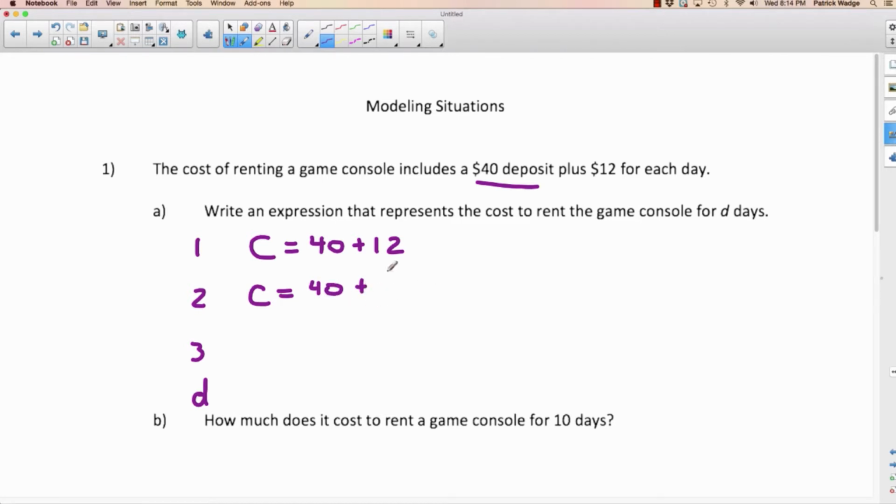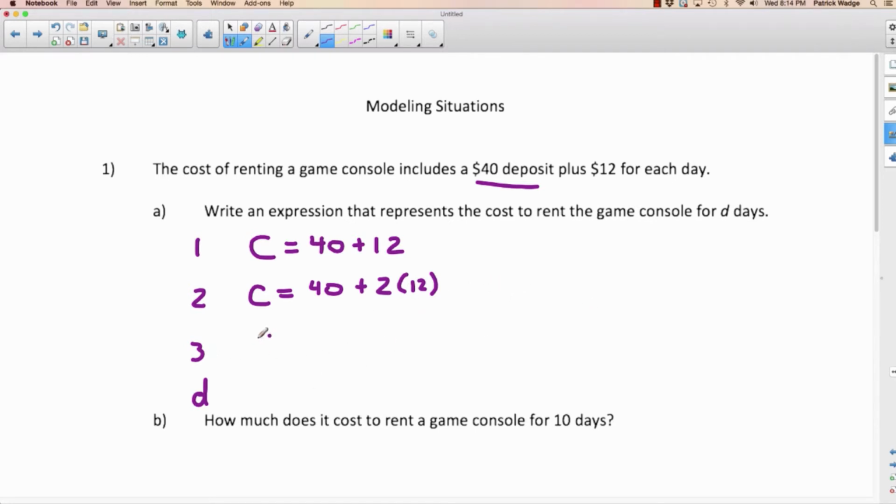Plus, now you could put 24 here, but you know what's going to make this easier for you? If you think of this as, well, since I'm taking it for 2 days, I have to pay $12 2 times. I have to pay 2 times 12. I'm actually going to just leave it like that. I know we could figure this out now, but I'm just going to leave it like that.